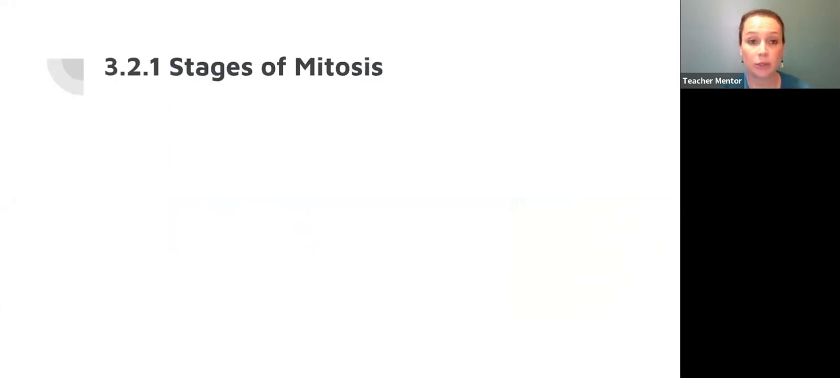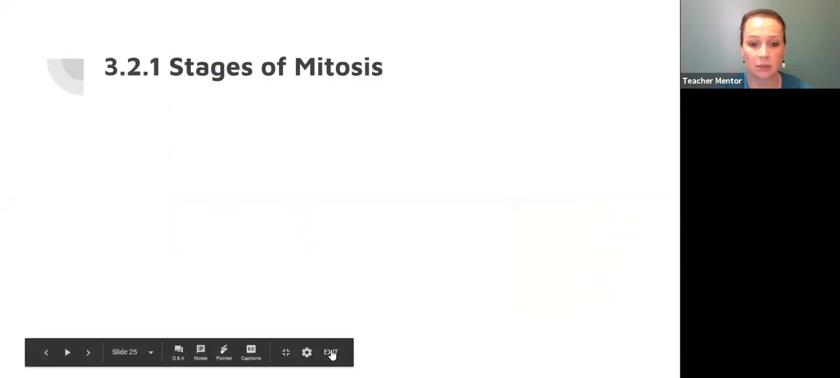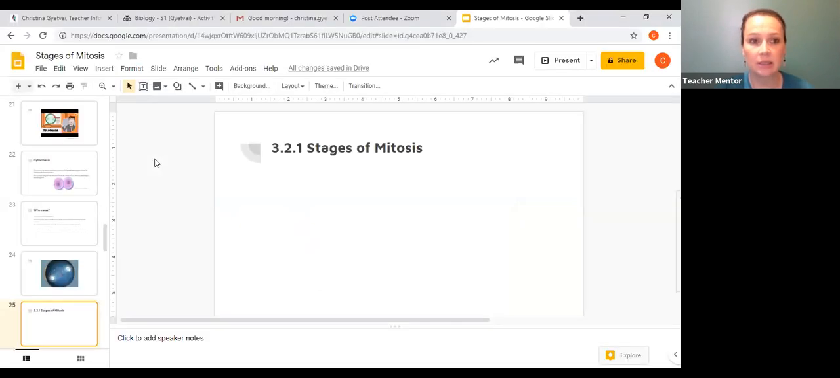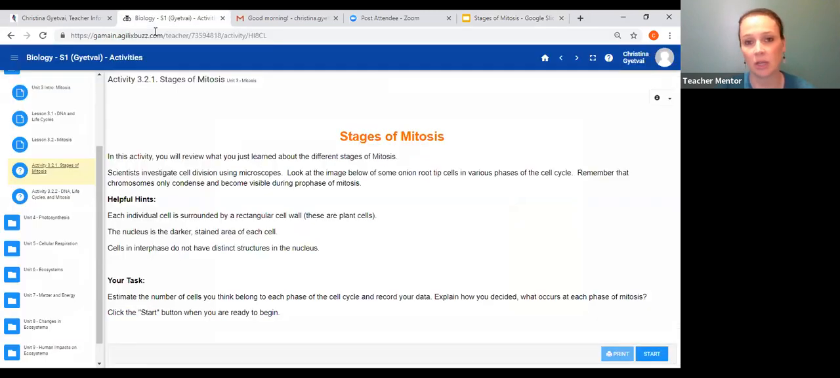assignment 3.2.1, the stages of mitosis, because a lot of us look at this and think, oh, I don't even understand the directions, so I'm not even going to try. It's a lot easier than what the directions imply. We are going to be looking at an actual cell under a microscope, and we're going to look at the image and see cells in various phases of mitosis, okay?